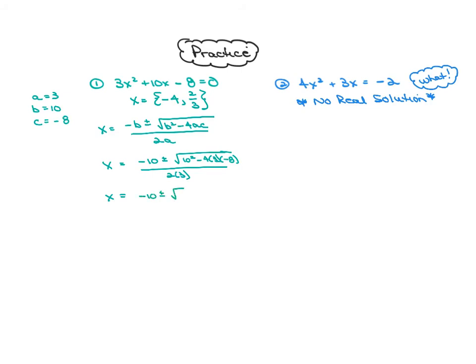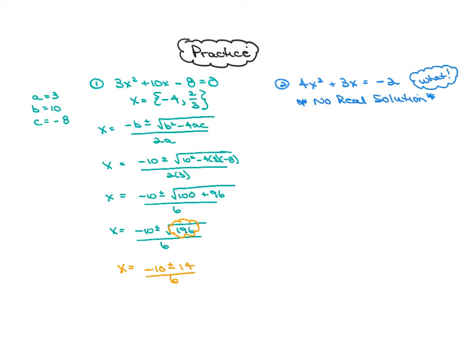-10 plus or minus the square root of 100, and that's going to be a negative minus a negative, so plus 96, all over 6. X is equal to -10 plus or minus the square root of 196 all over 6. Okay, so we've now done the arithmetic. Our next step is how can we simplify this? I don't know if your brain is lighting up the way mine is, but I know the square root of 196 is 14. So we have -10 plus or minus 14 all over 6.